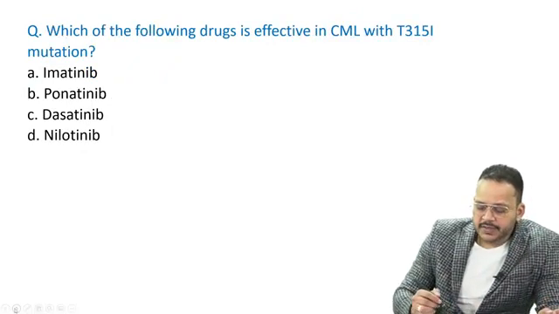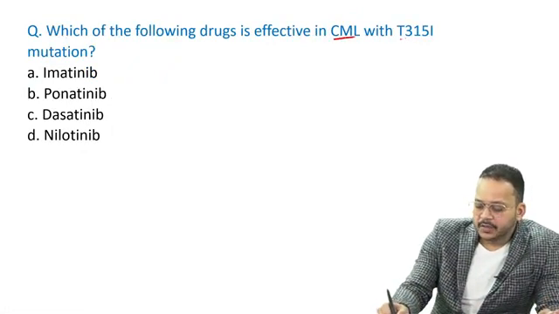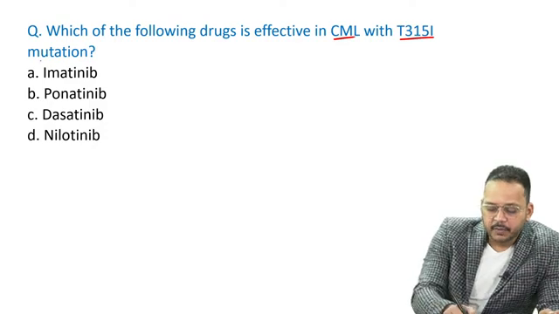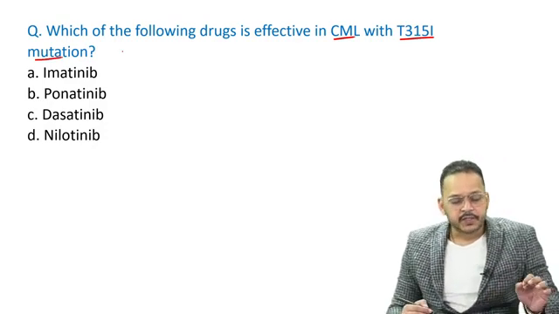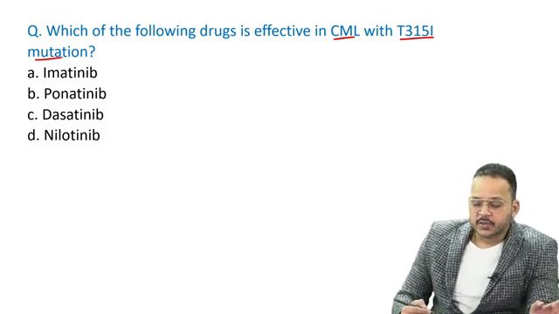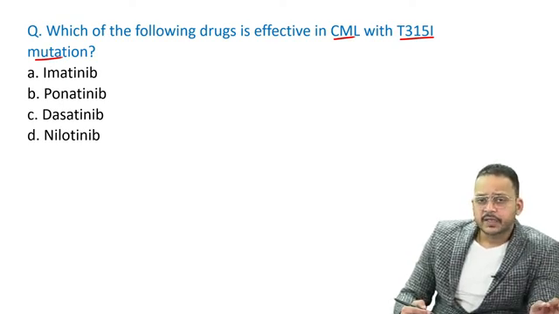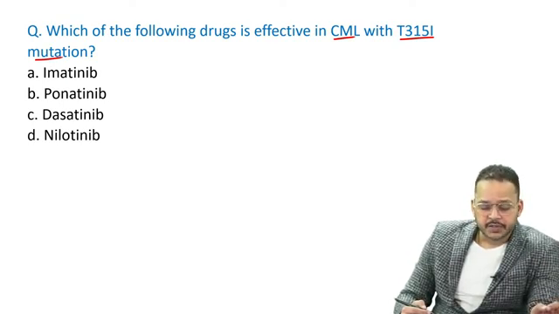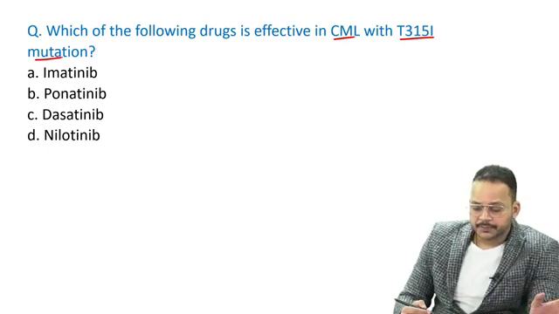Which of the following drugs is effective in chronic myelogenous leukemia with T315I mutation? Imatinib, ponatinib, dasatinib, or nilotinib?